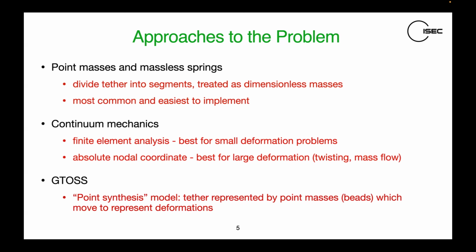The approaches to this problem are varied, and lots of people have worked on it. Probably the most common, because it is the simplest, is the point mass and massless spring model. So this is what you've all encountered in your university physics course. Divide the tether into segments, and then further collapse these segments into dimensionless masses. So all the mass is concentrated at a point. Relatively easy to implement.